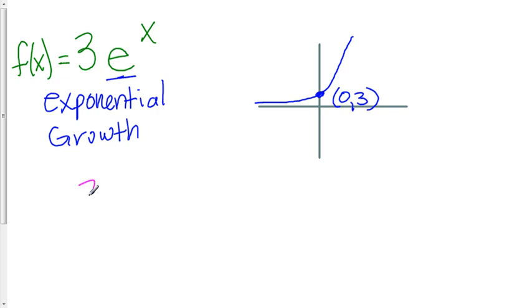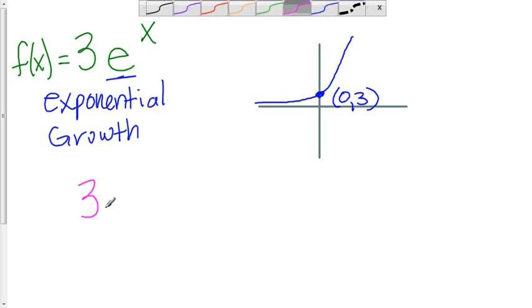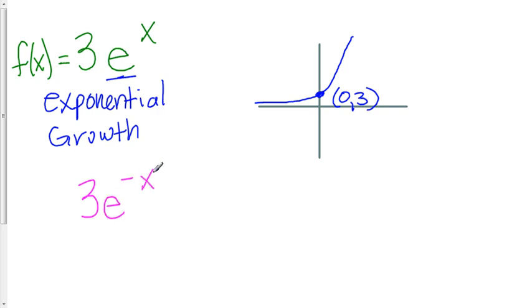If we turn that around and we put 3e to the negative x, now that's going to be an exponential decay function. That's going to go like so. Still going to be 0, 3. But because that's a negative, you have to take the reciprocal of e, which would be 1 over e, which is approximately equal to 1 over 2.7. And that would conclude this section's lesson.